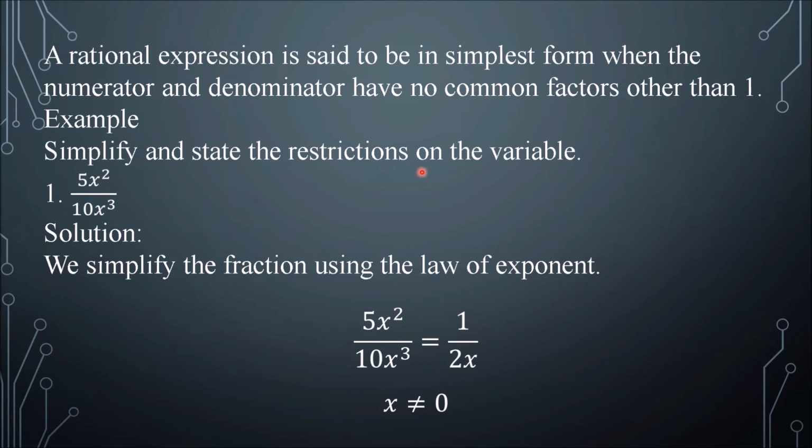Now let's have the restriction. Since the denominator is 2x, what value of x makes 2x 0? Of course, x must be 0 in order for this 2x to become 0. Now our restriction here is when x is 0. So in order for this not to be undefined, x must not be 0.